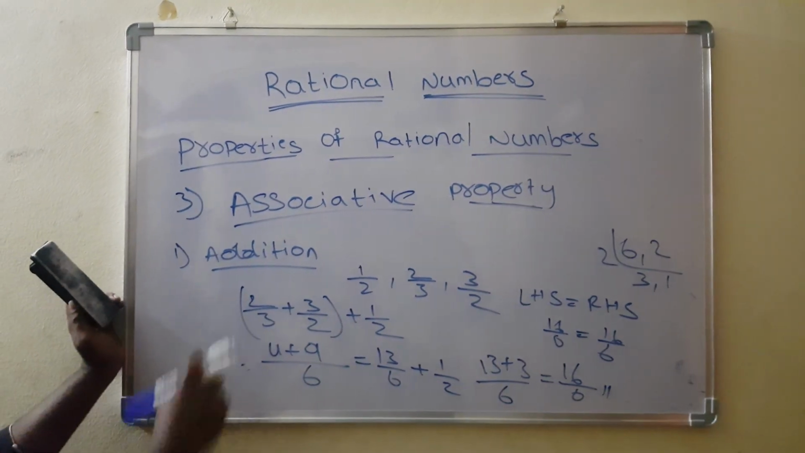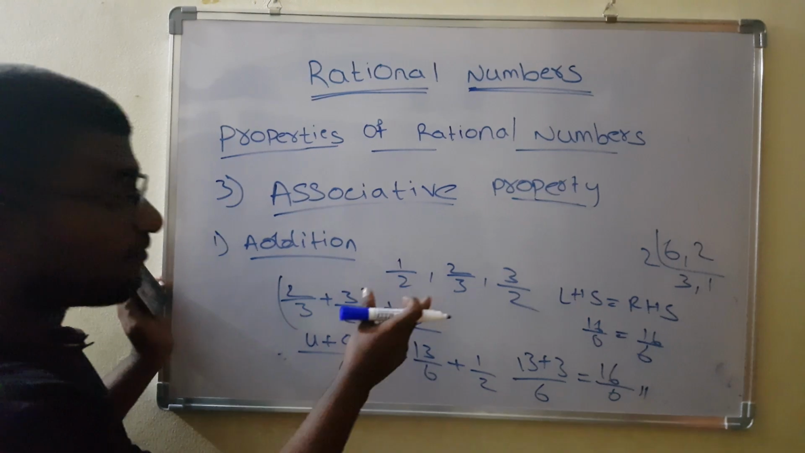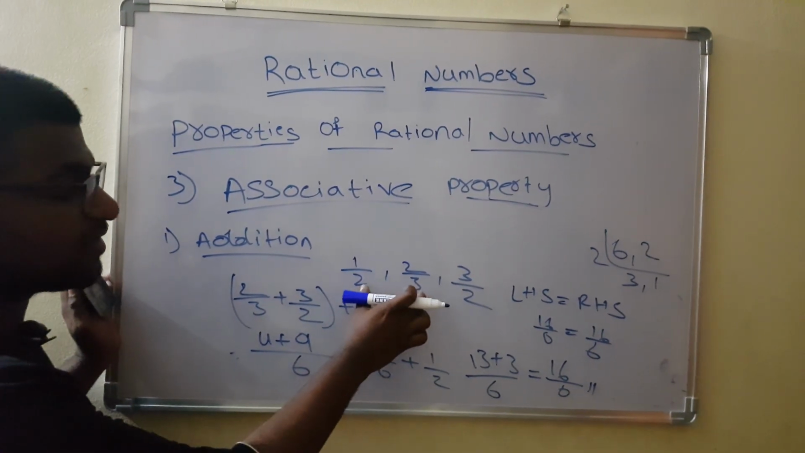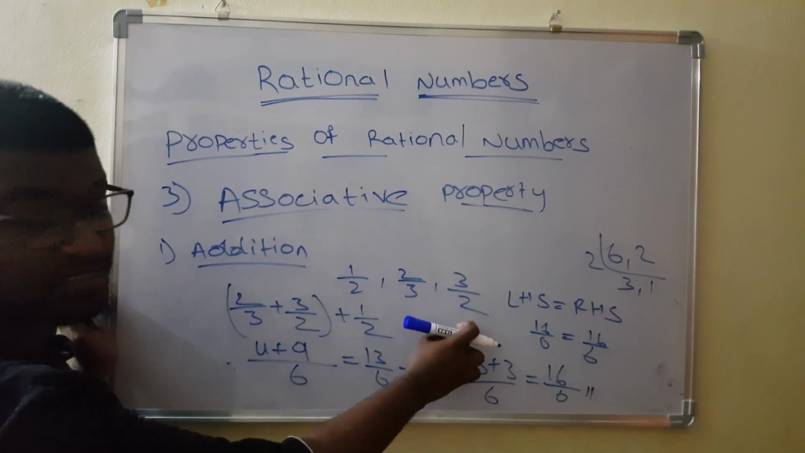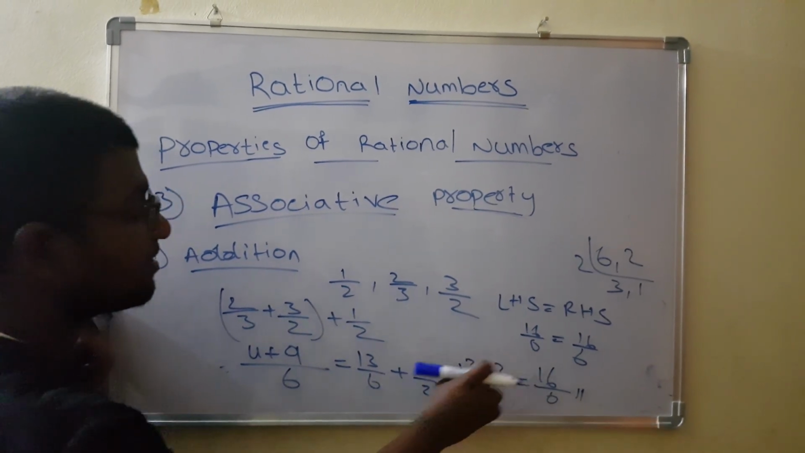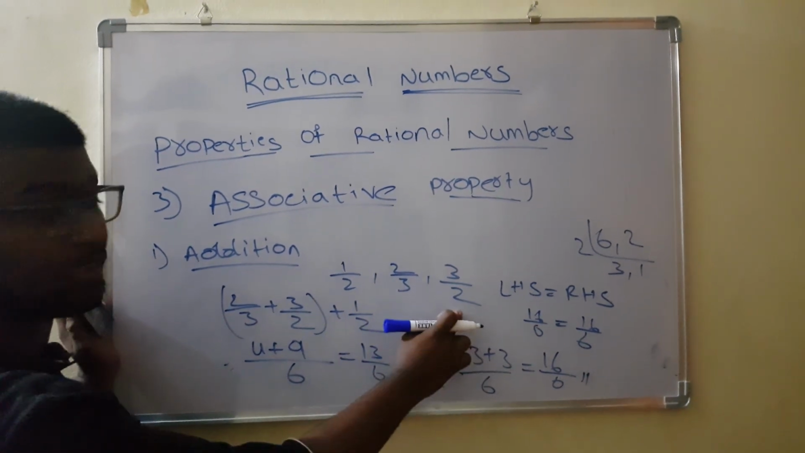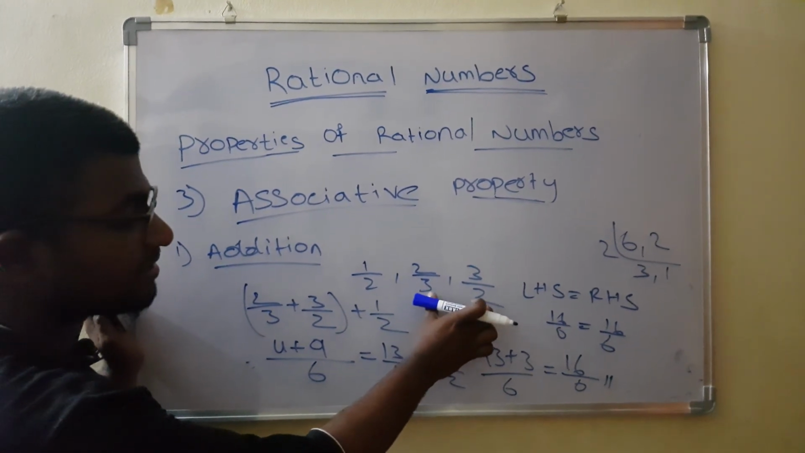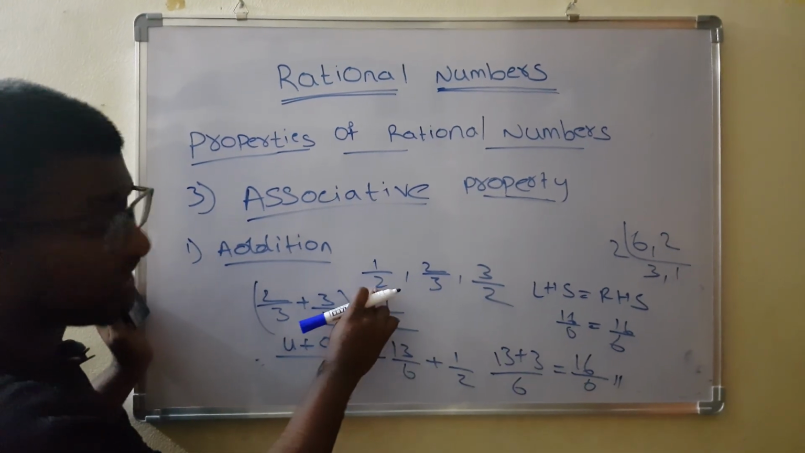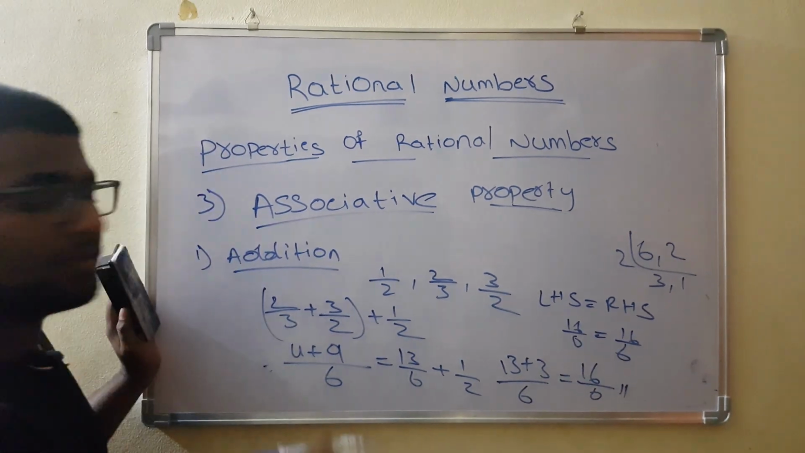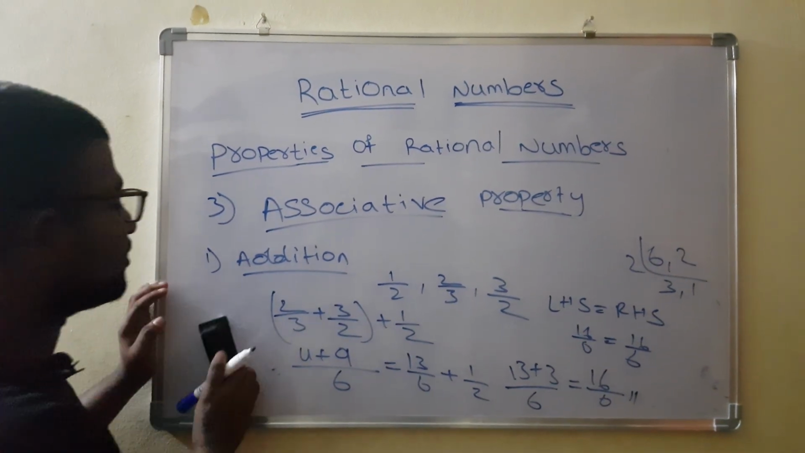What is the associative property on addition? When we want to add three numbers, first of all we need to add these two numbers, then the result of these two numbers is added to this number, we get 16 by 6. Then by changing the addition of two numbers, that is 2 by 3 plus 3 by 2, then combine the result of these two numbers to this number, then we get 16 by 6. That is LHS equal to RHS. Then associative property holds.